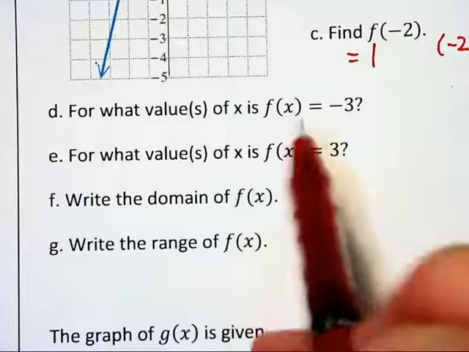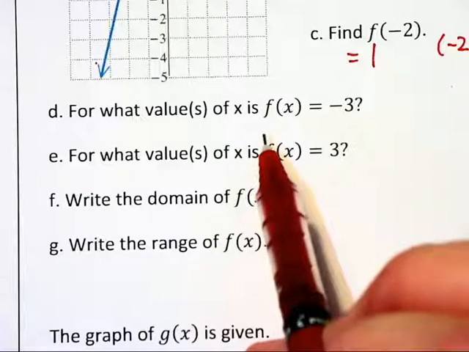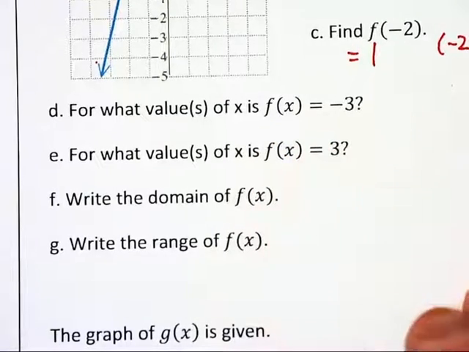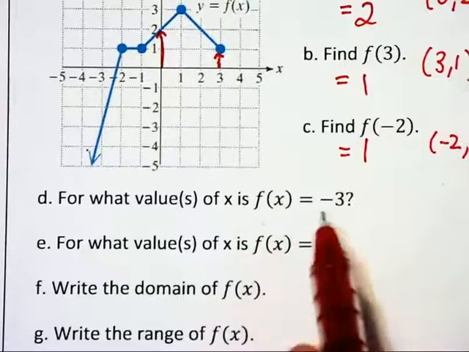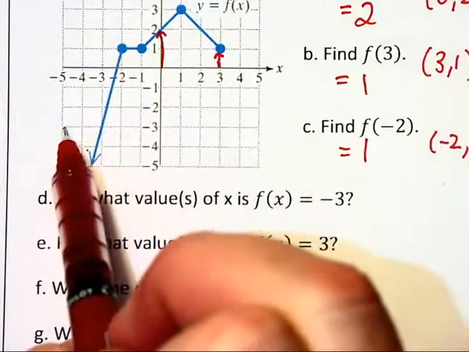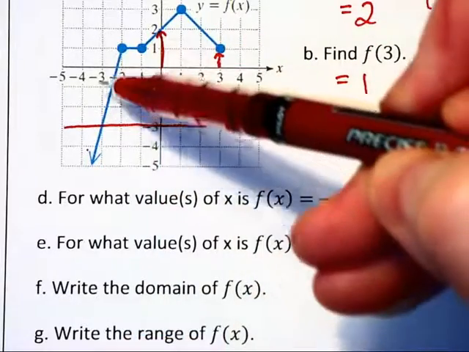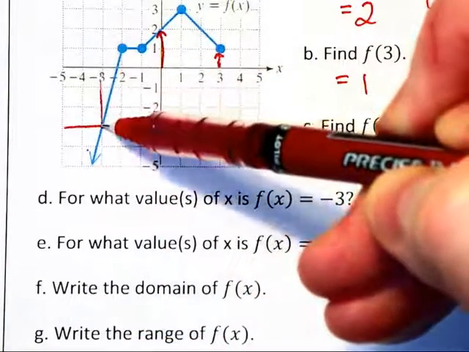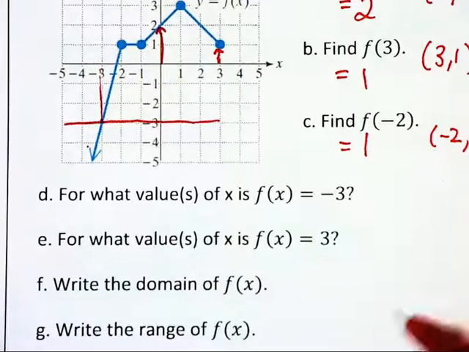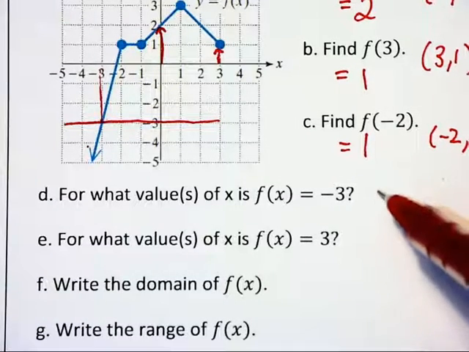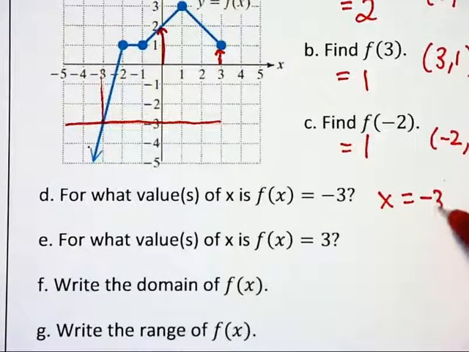For what values of x is f of x equal to negative 3? Well, that is asking when is y equal to negative 3. If we go to our graph and draw a horizontal line at y equals negative 3, we see that when x is negative 3, the y value is negative 3. So the answer is x equals negative 3.